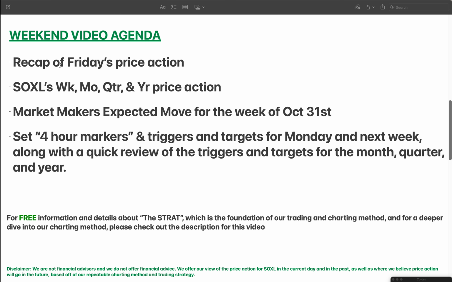So our agenda, we will look at Friday's price action. Then we'll zoom out like we always do, look at the week, month, quarter, and year. Make sure we have some perspective on where we're at in the market. Then we'll look at the market maker's expected move for the week of October 31st. And we will zoom back in to set our 4-hour markers and the triggers and targets for Monday and next week. And we'll also do a quick review of the triggers and targets for the month, quarter, and year.